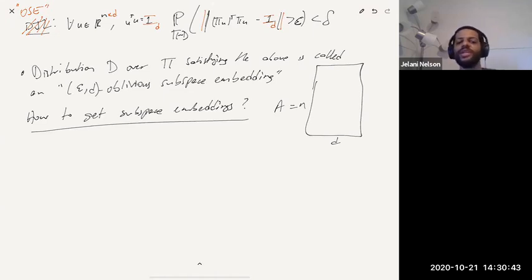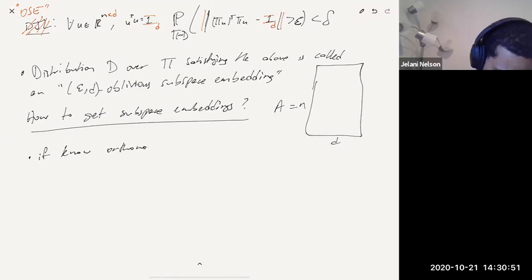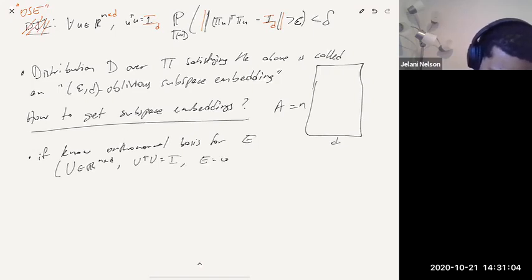So let's say first of all, if you know the subspace, if you know an orthonormal basis for E, let's say that it's a matrix U, which is an n by d matrix. U transpose U is the identity. E is equal to the column space of U.